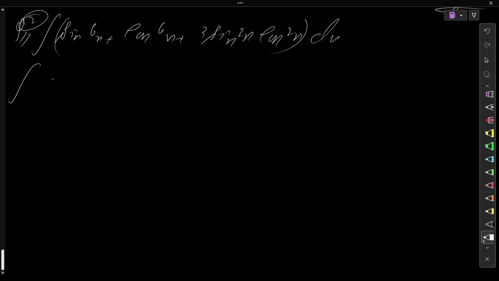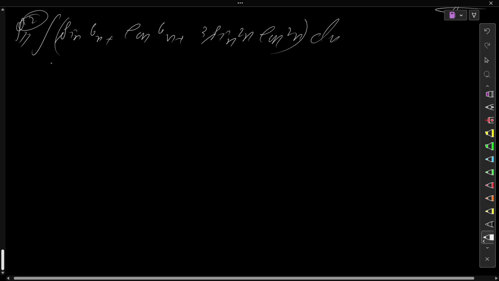So this could be written as, if I observe, this is the form of a cube plus b cube, and a cube plus b cube is equivalent to (a plus b) multiplied by (a square plus b square minus ab), right? So this could be written as (sine square x) whole cube, that is sine to the power 6x, plus cosine to the power 6x plus 3 sine to the power 2x cos to the power 2x dx, right?